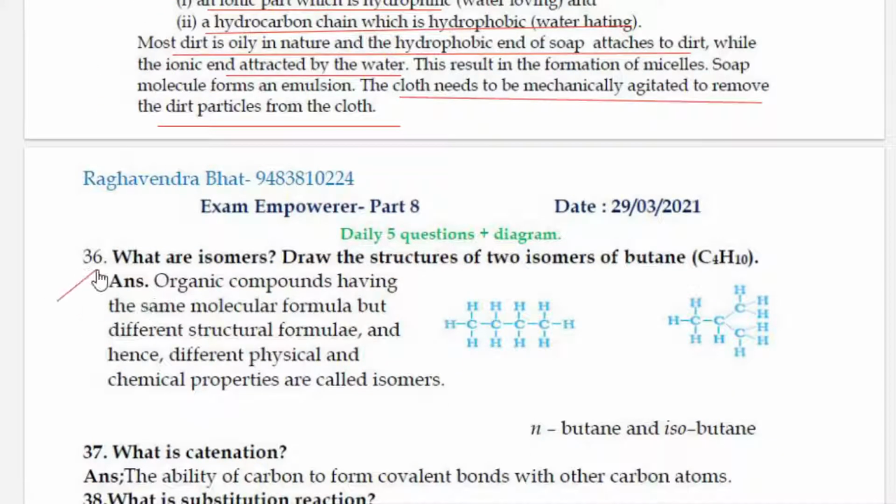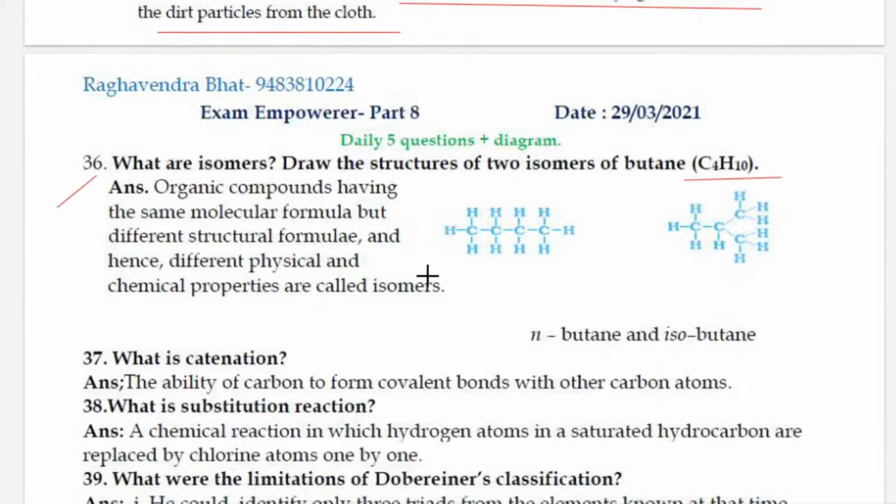Next question. What are isomers? Draw the structure of two isomers of butane, that is C4H10. Organic compounds having the same molecular formula but different structural formulae, and hence different physical and chemical properties, are called isomers. Here we are seeing the two isomers of butane. This one is normal n-butane and this one is isobutane.